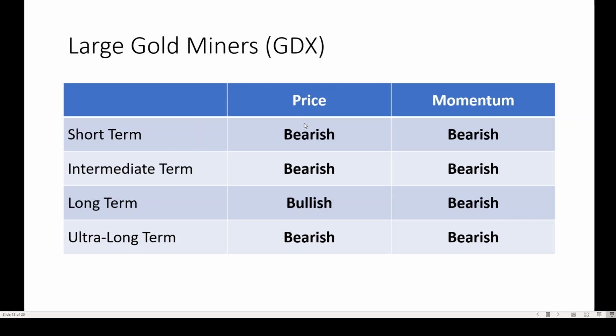On to the large gold miners, GDX. Everyone's super bullish gold and the miners. Short term bearish signals, intermediate term is rolling over. Remember, I said if you're bullish on the miners, you're bearish on the dollar. I think we know that, and I'm bullish on the dollar, as I've been very, very clear about. Long term price is still bullish. Everything else has bearish signals.